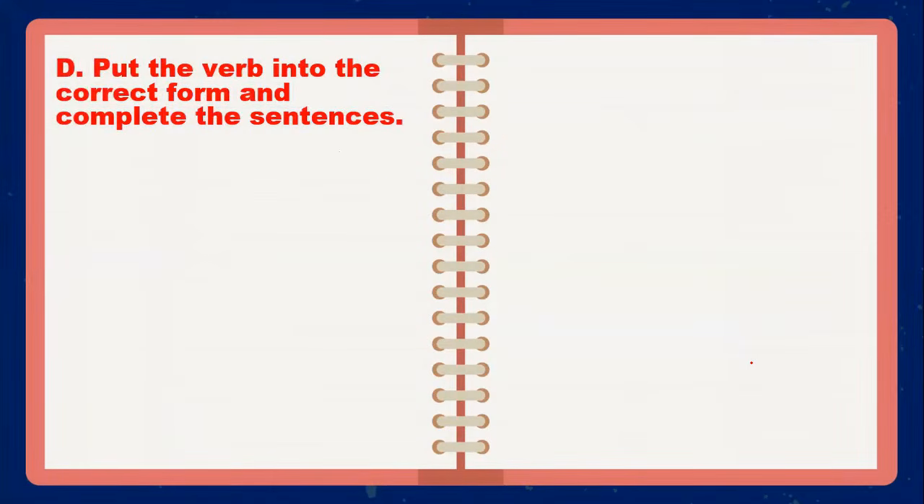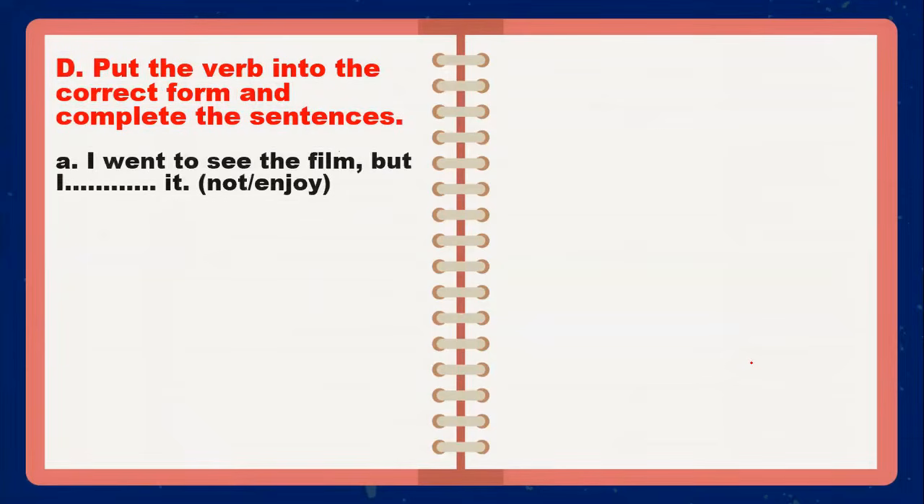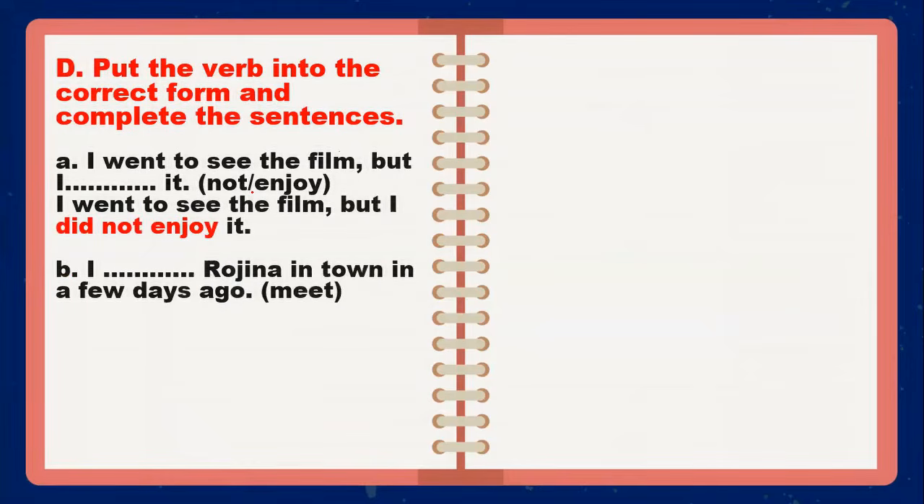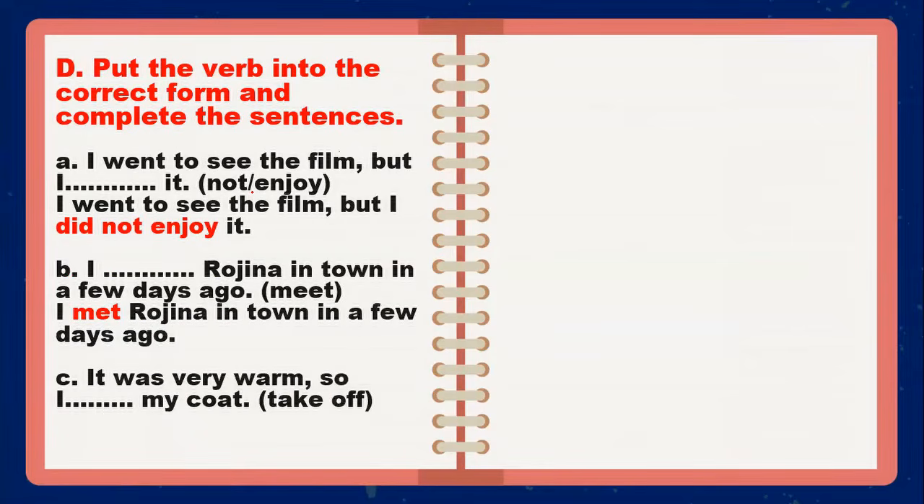Now there is one more. Put the verb into the correct form and complete the sentence. I went to see the film but I did not enjoy it. Past tense, did not enjoy. I met Rosina in town a few days ago, meet, past tense met. It was very warm, so I took off my coat. Take off, past tense is took off.